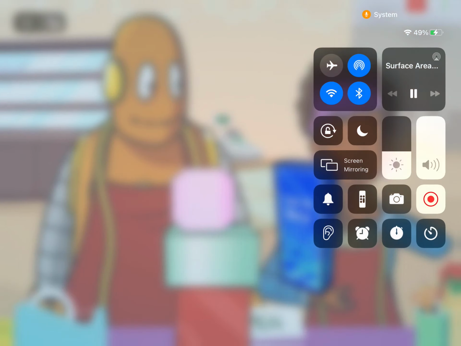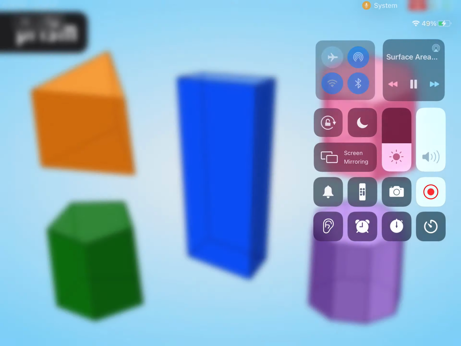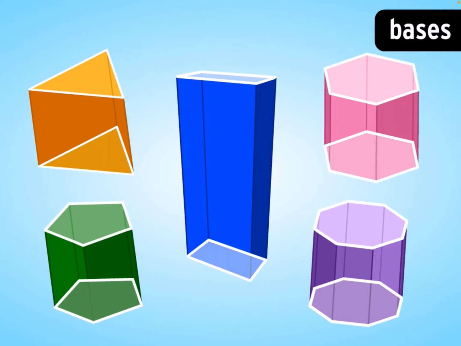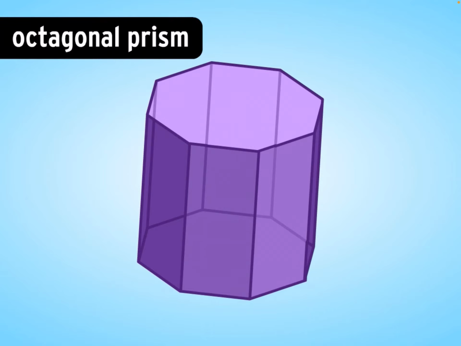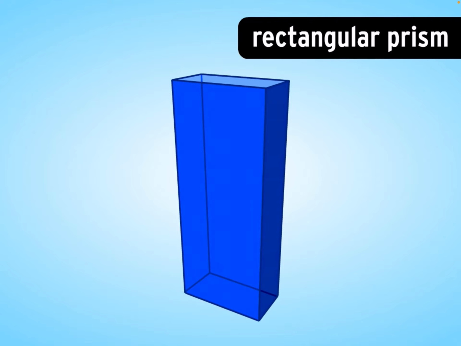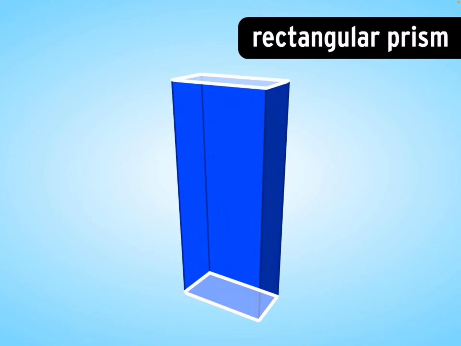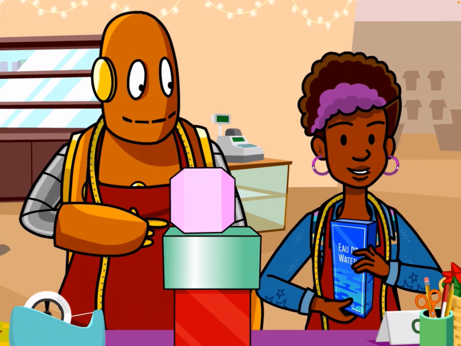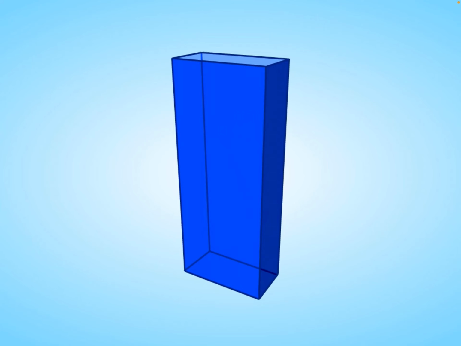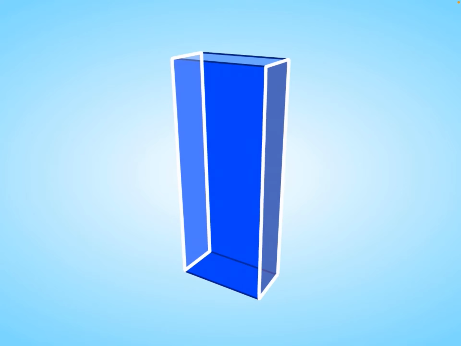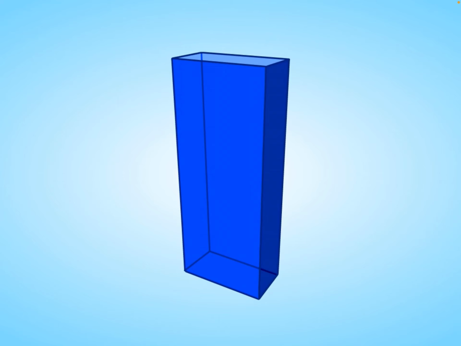Well, this box is a kind of prism, a three-dimensional shape that has two identical parallel faces. These bases tell you the type of prism you're dealing with. Like, this one's an octagonal prism, because the bases are octagons. And this box is a rectangular prism, because the bases are rectangles. Right, rectangular prisms are a little special. They're made up entirely of identical parallel faces. So really, you could call any of them the base.